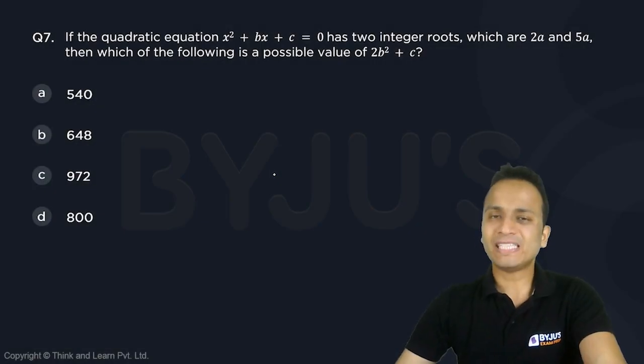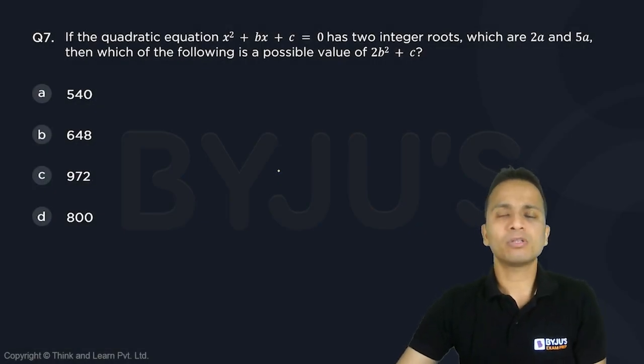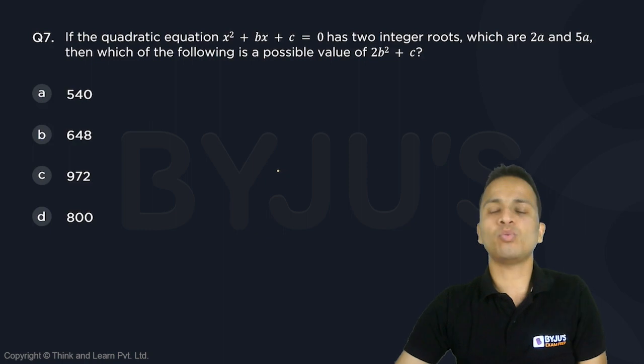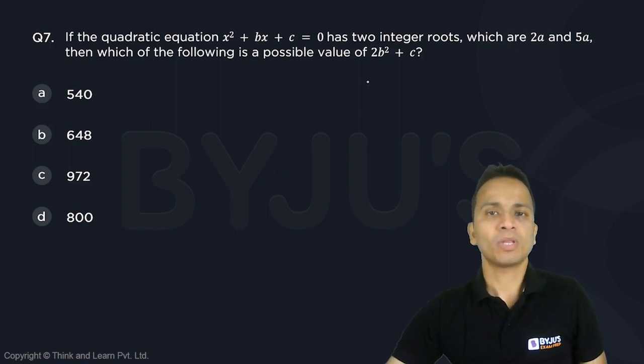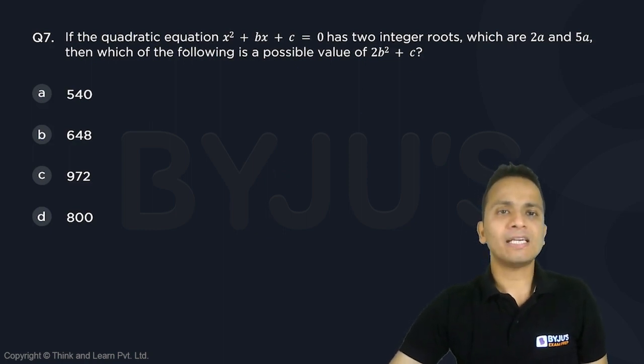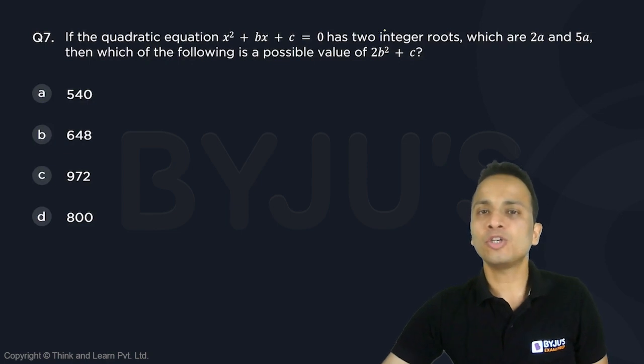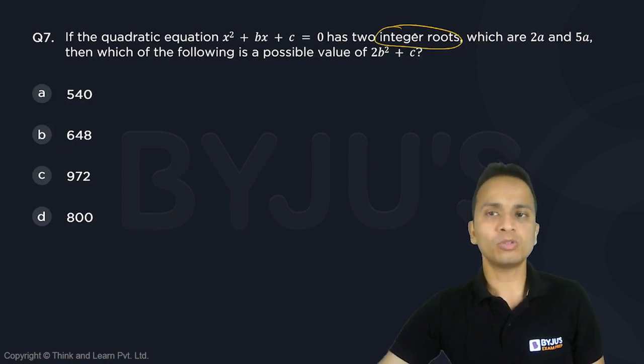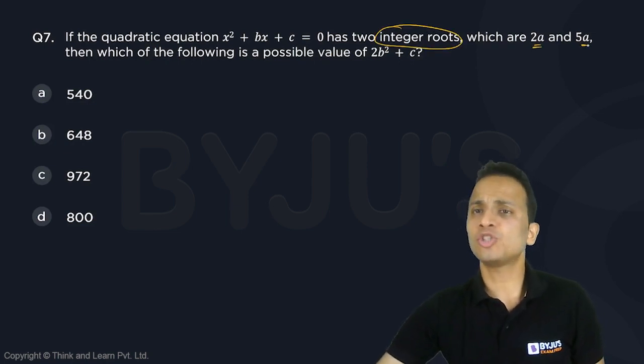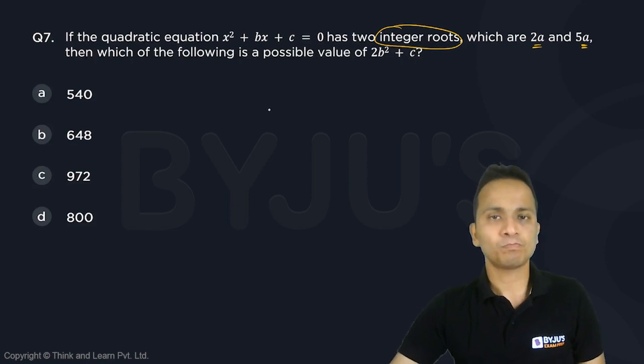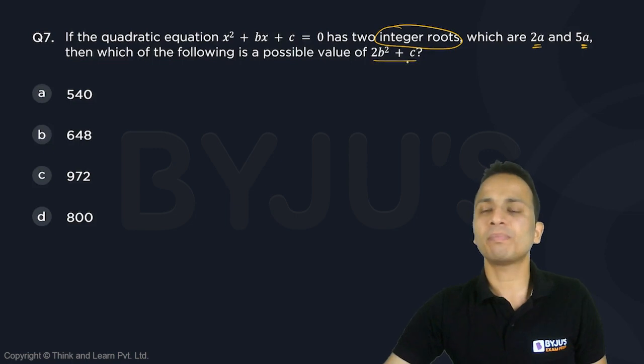Now this question is a very simple question and you should not be taking more than 45 seconds to 1 minute to do this question. Okay. Now the question says that this quadratic equation has two integer roots. So both the roots are integers and they have given the roots as 2a and 5a. Okay. Then which of the following is the possible value of 2b square plus c?